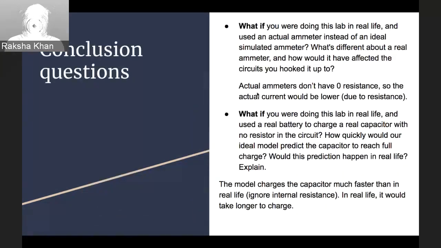And then finally, answering some conclusion questions. So actual ammeters don't have zero resistance. Only the ideal ammeter had zero resistance. So because of that, the actual current would be lower because of the resistance.